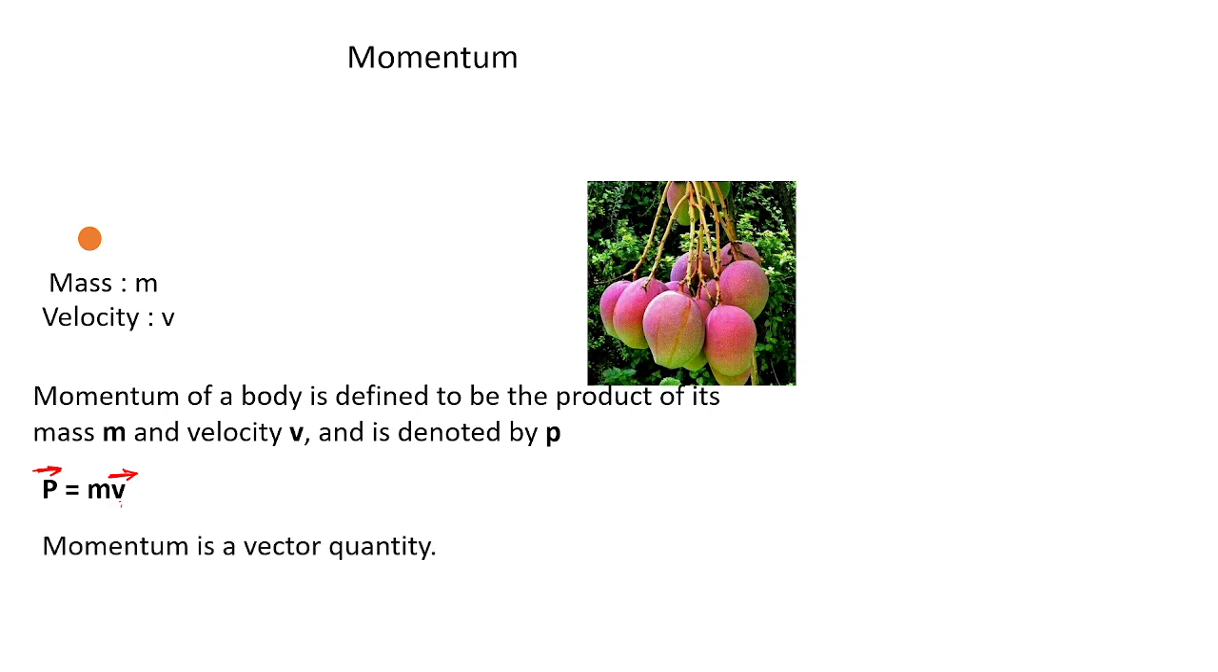Okay, momentum is a vector quantity. I hope you have understood. So please write a heading, momentum. No need to draw this picture. Please write: momentum of a body is defined to be the product of mass and velocity, P equal to mv. Momentum is a vector quantity. Please write.